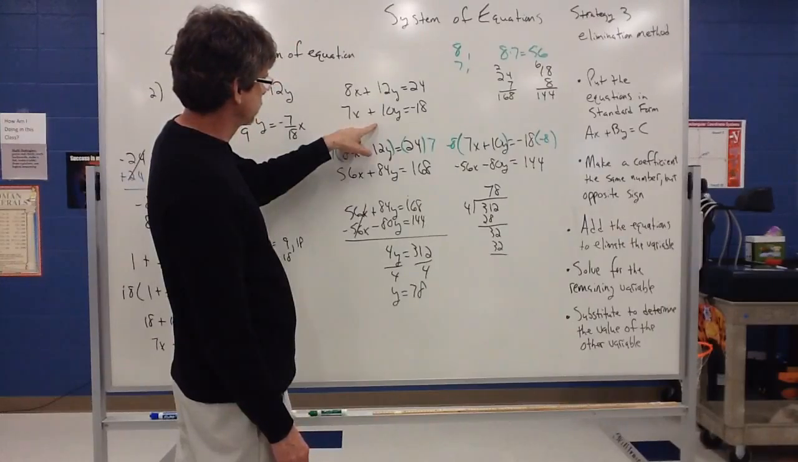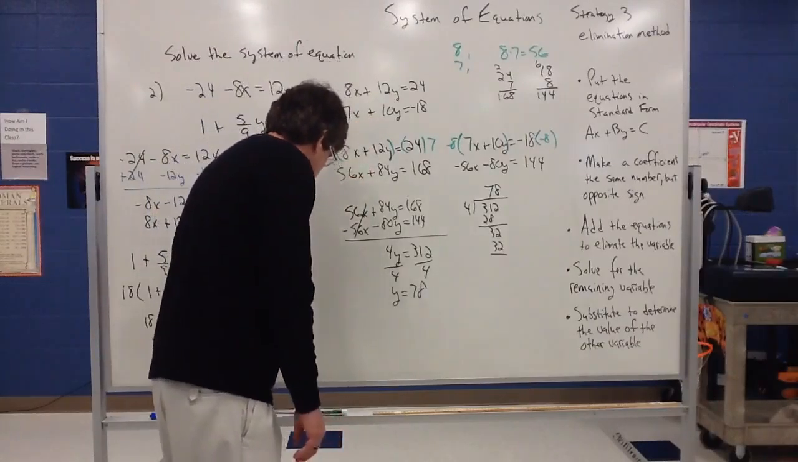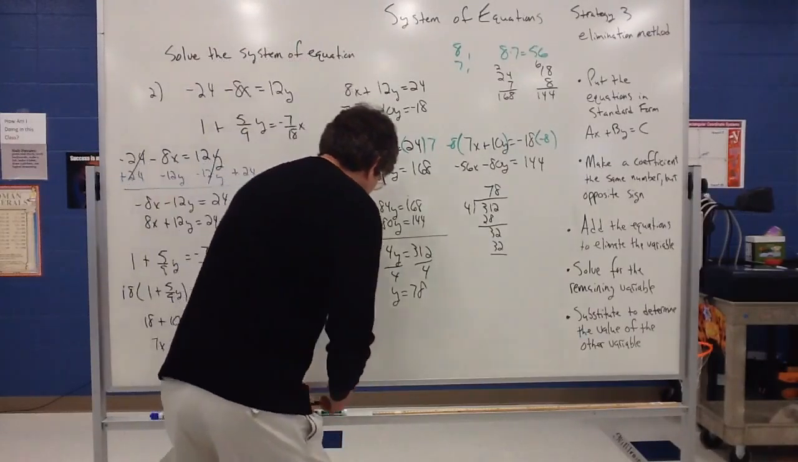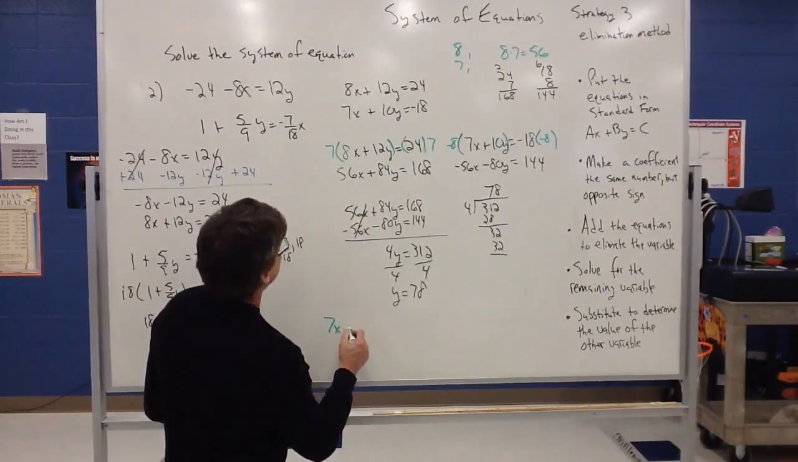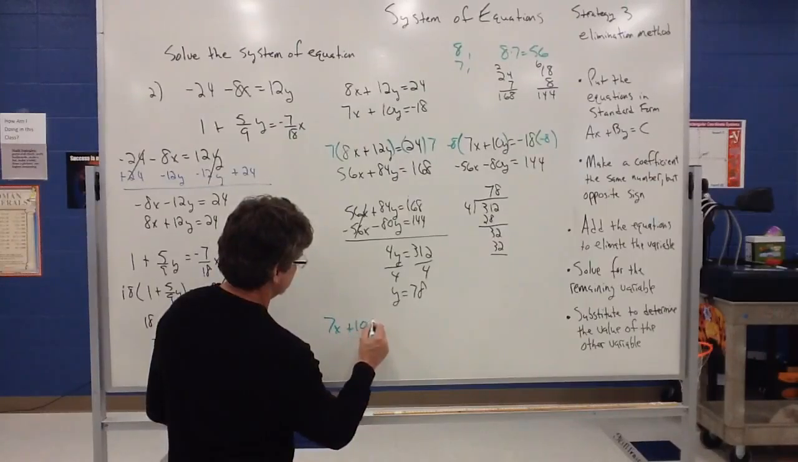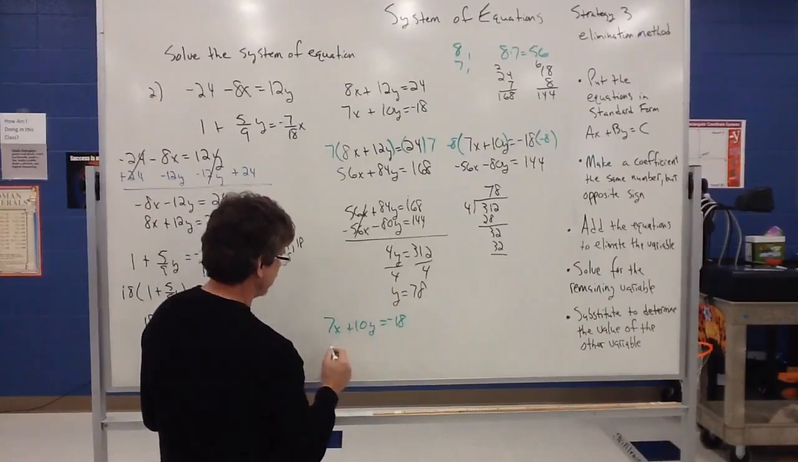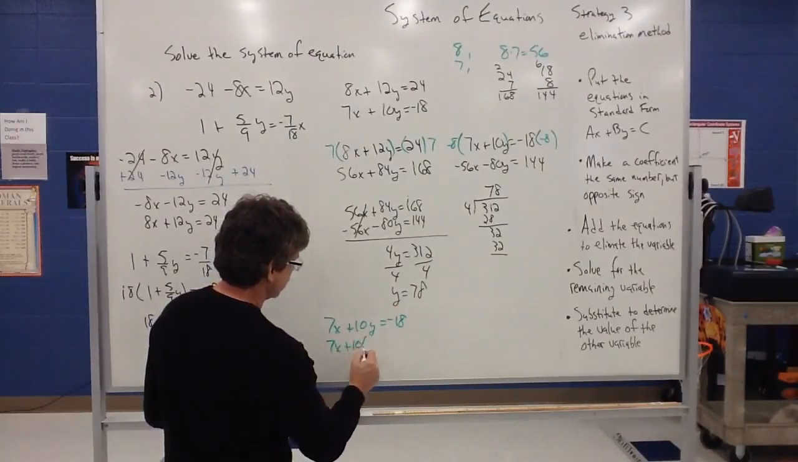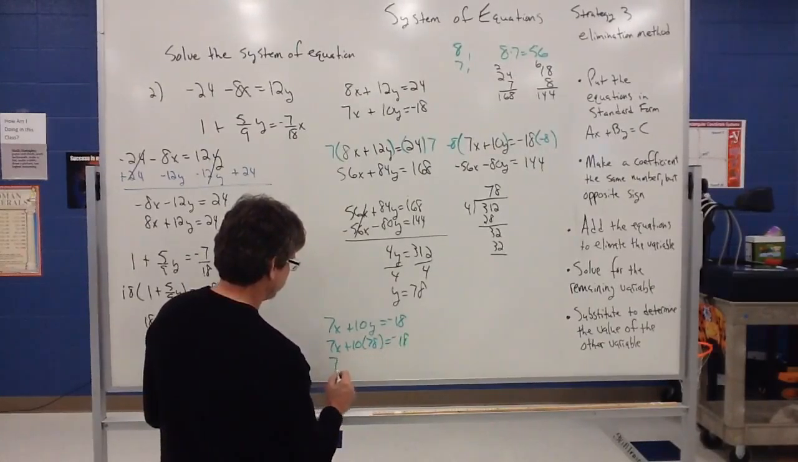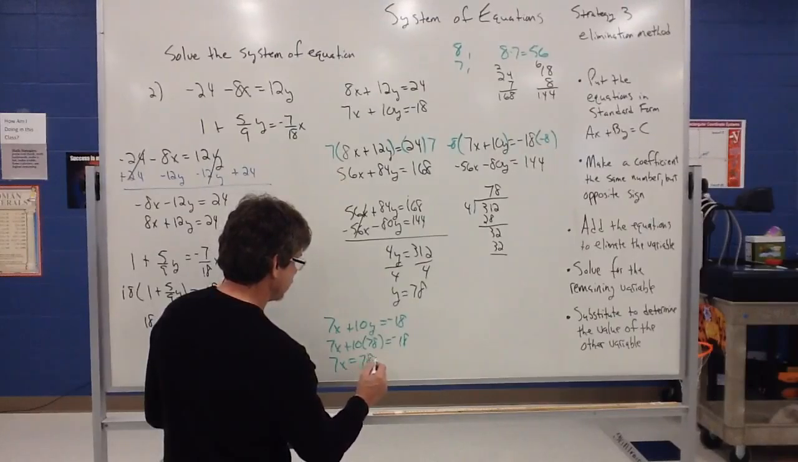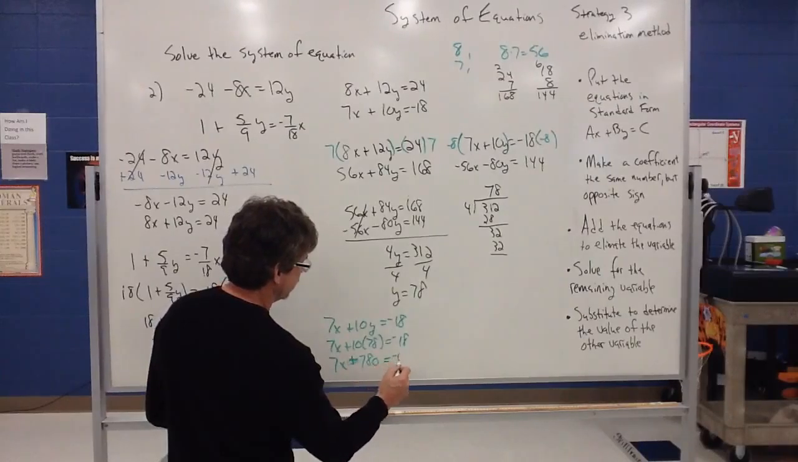Let's do the second one. So I'm going to have then 7x plus 10y is equal to negative 18. And I'm going to replace the y with that 78. So I'm going to have 7x plus 10 times 78. That's equal to a negative 18. So I'm going to have, I'm sorry, 7x plus 780 equals negative 18.